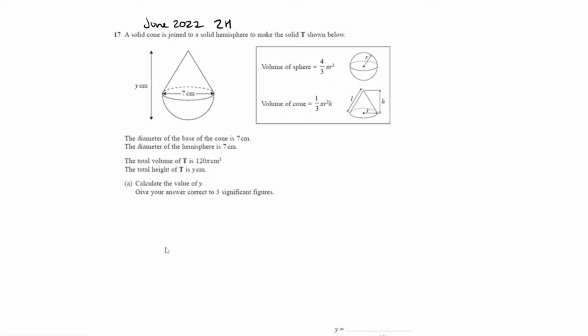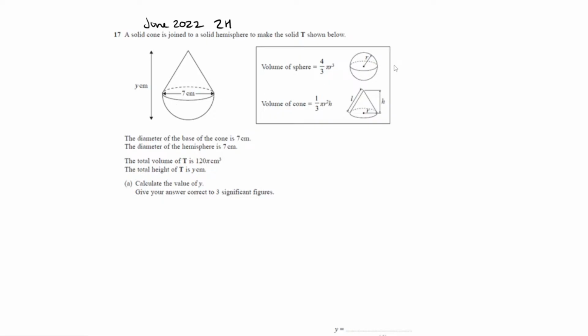So you can see here a solid cone is joined to a solid hemisphere to make the solid T shown below. So that's this whole thing here. Now they're giving you the volume formulas. Just be careful. I have seen this in AQA actually. Sometimes they give you the volume of the whole sphere, which they've done in Edexcel, they always do this. Do you see how we've only got a hemisphere, which is half? So you'd have to remember to half it.